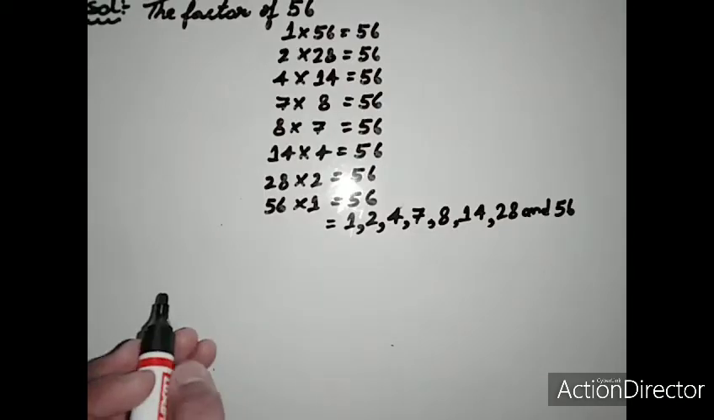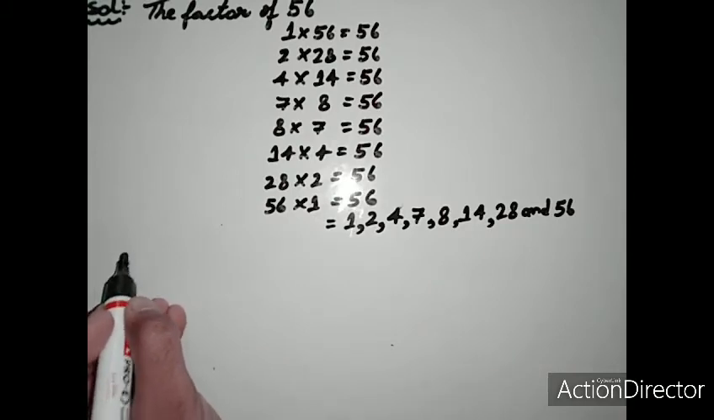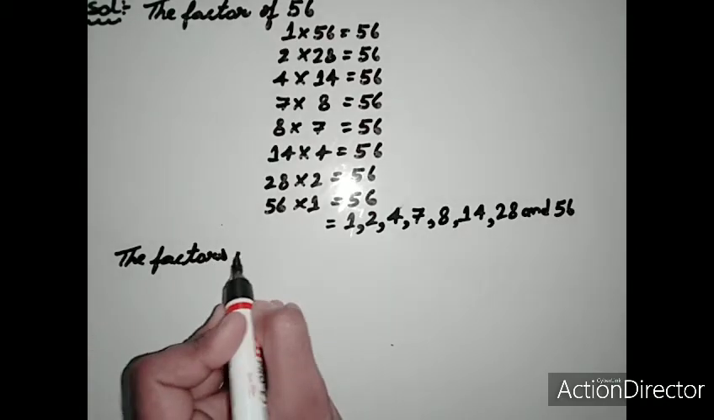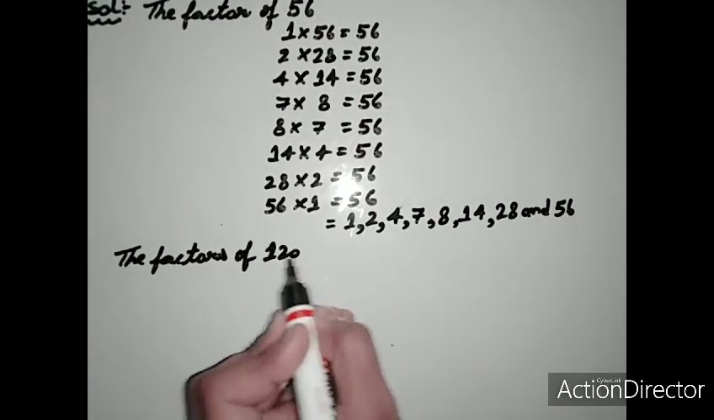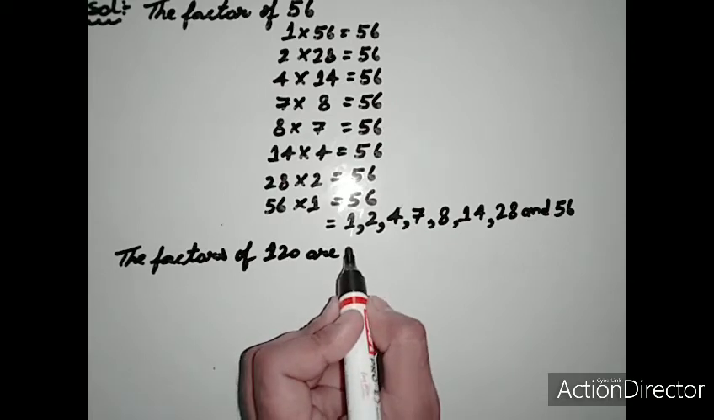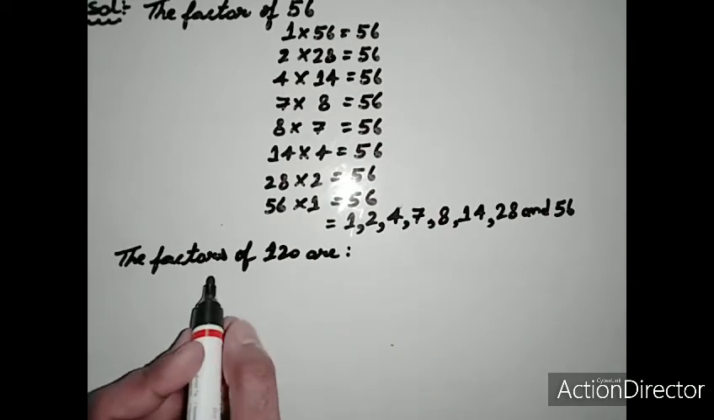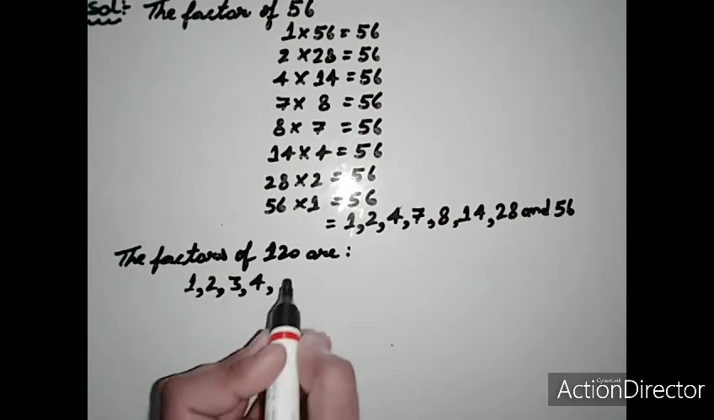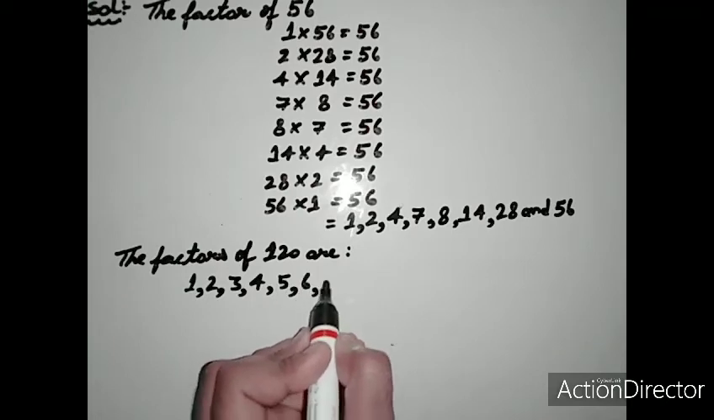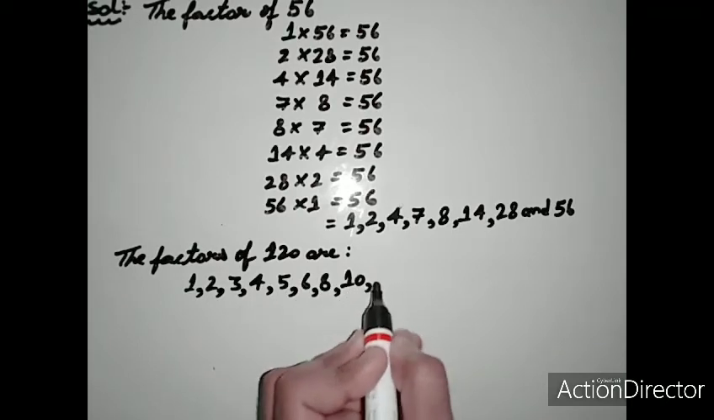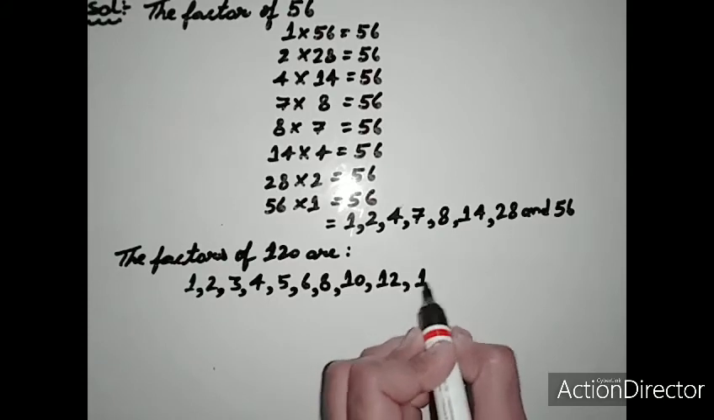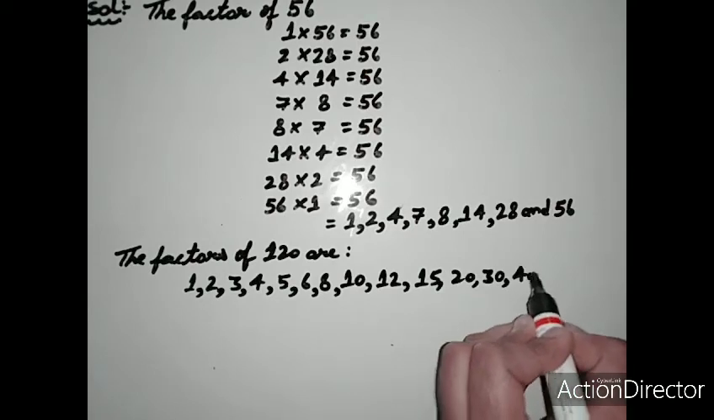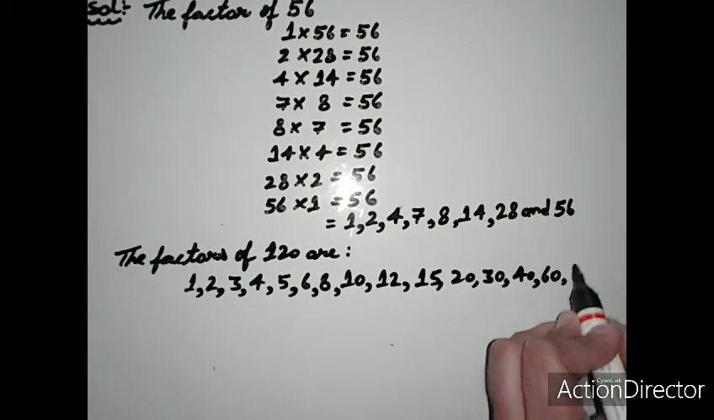Now here we write the factors of 120. So the factors of 120 are, here we write directly: 1, 2, 3, 4, 5, 6, 8, 10, 12, 15, 20, 30, 40, 60, 120.